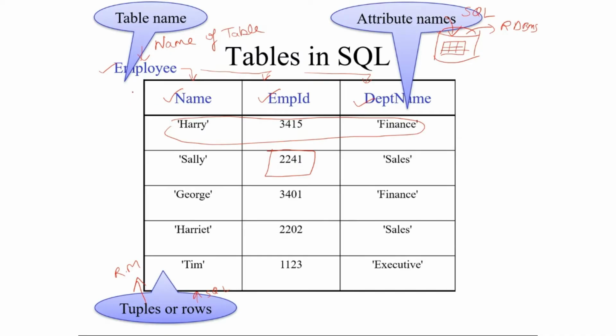So let me say it once again. This thing is called a table, and a table has something called columns or attributes. So this is one column that you can see, name; employee ID is the second column, and department name is the third column, right? And then you have something called tuples or rows, which is one entry in the table, which represents one instance.